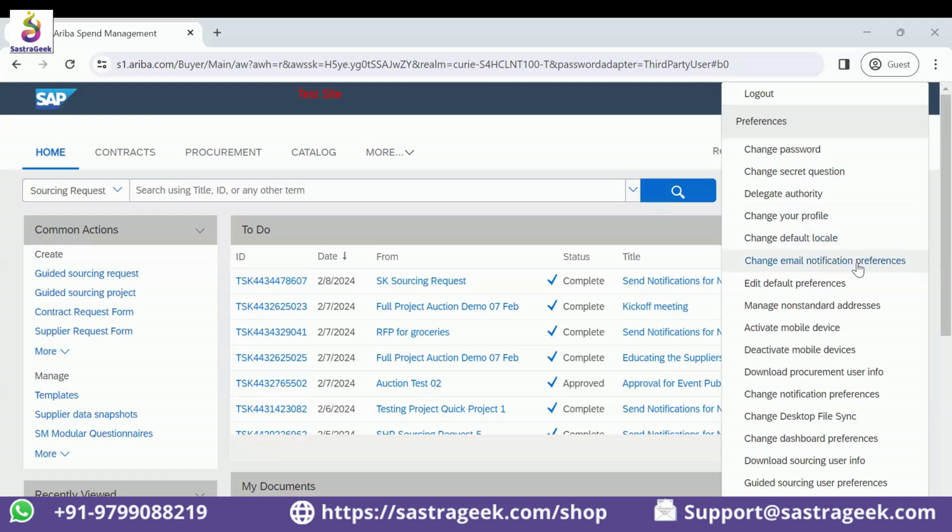You can change your email notification, like how the emails come to you. You can control whether you want to receive a consolidated mail or individual emails. Email preferences, something similar. Non-standard addresses: basically, via your user profile, when you're creating a purchase requisition, Ariba knows where that item needs to be delivered, basically your plant or storage location on your user profile. If you want an ad hoc address, maybe a different address when you're purchasing, you can use non-standard addresses. Whenever you're creating a purchase requisition, you can mention where that item needs to be delivered. So that's about non-standard addresses.